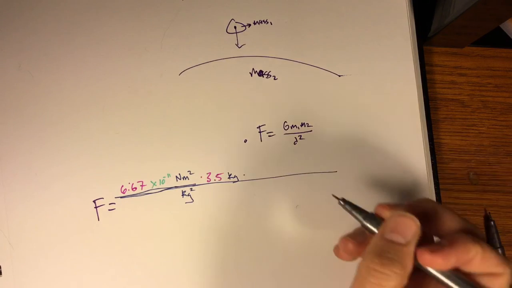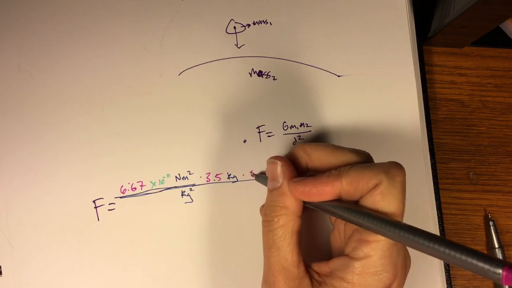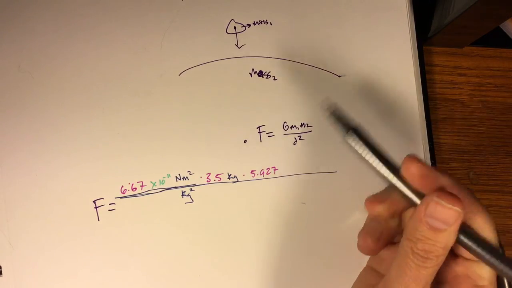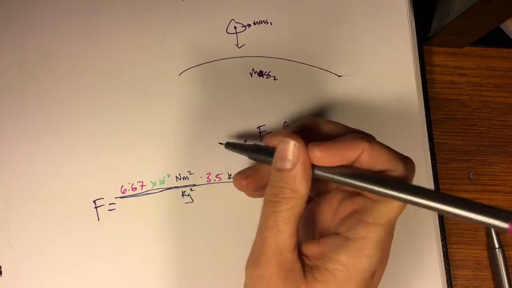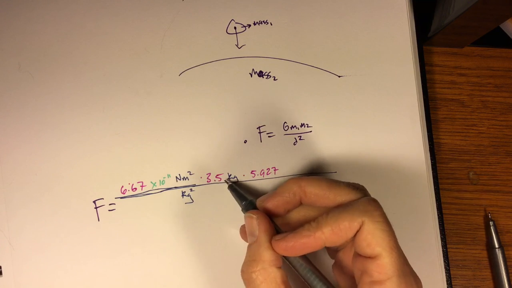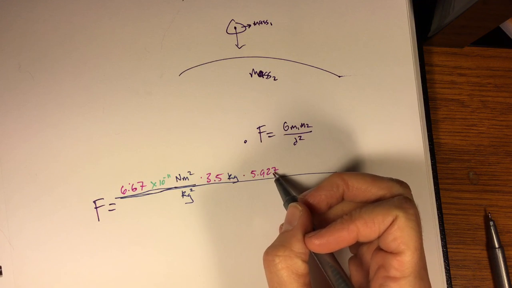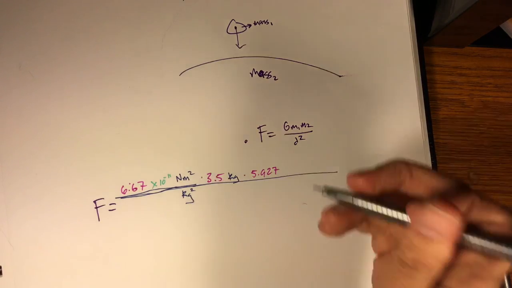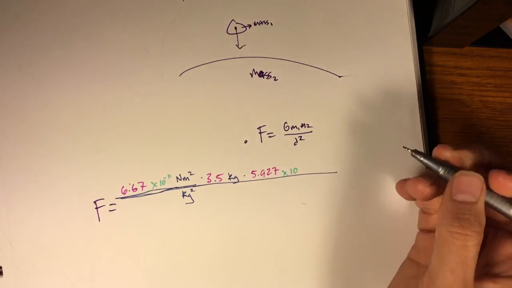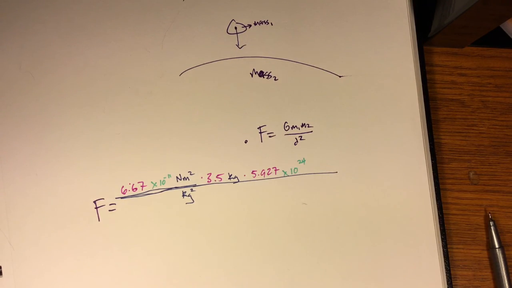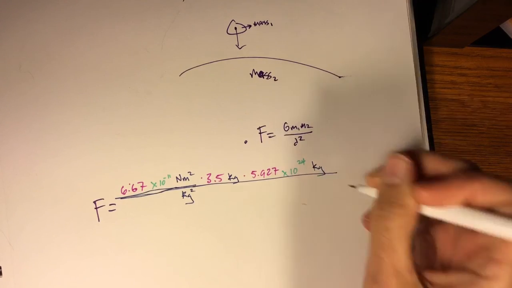Mass 2, which was the mass of the Earth: 5.927. By the way, these are the numbers I have. Your number might be different, so don't put in my answer. So 5.927 times 10 to the 24th, and then kilograms. Awesome.